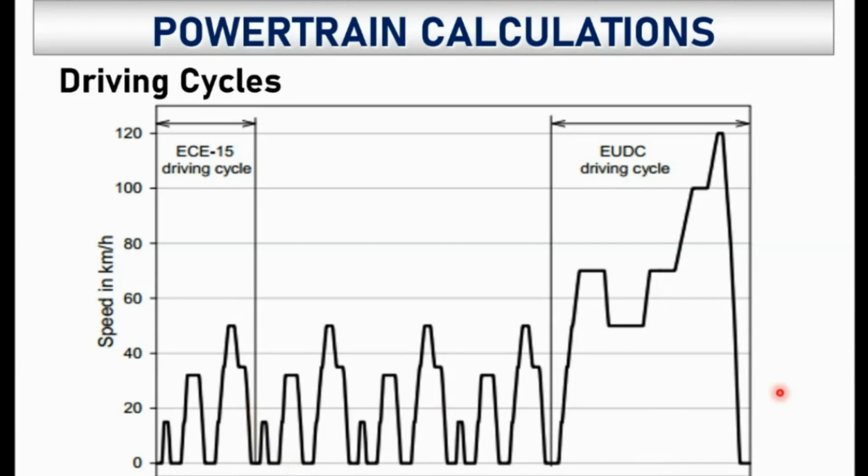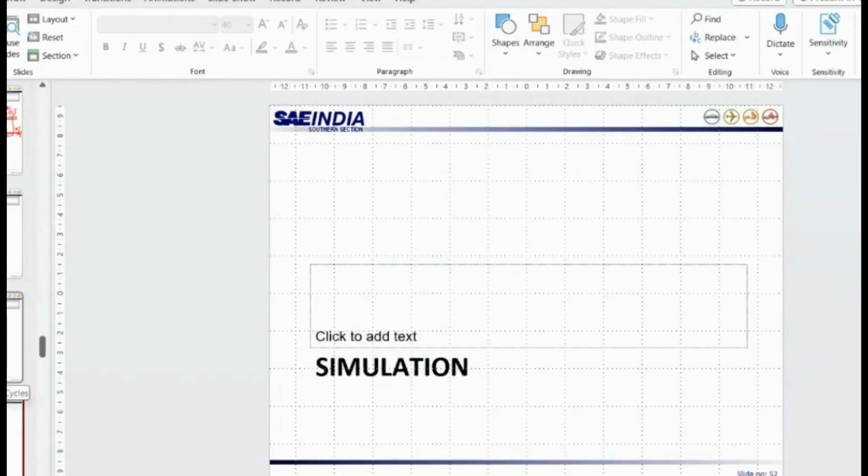For a vehicle to be certified, different countries and different regulations follow different drive cycles. But this is one example, just to give you an idea of a drive cycle. Why am I stating this point here? Why are simulation tools used?